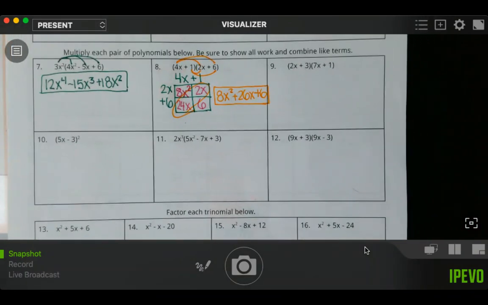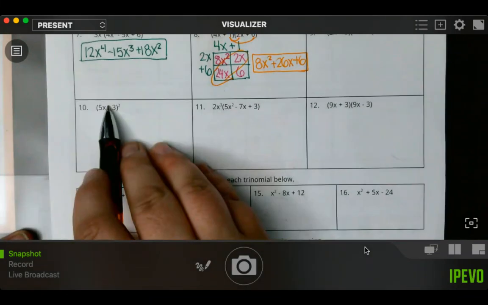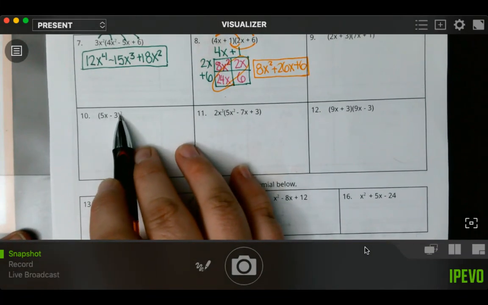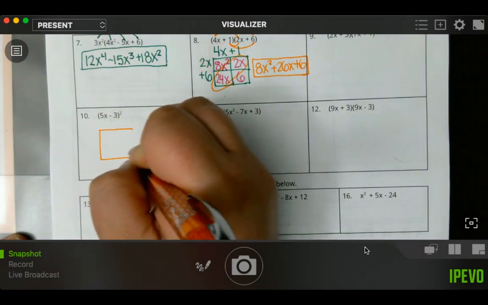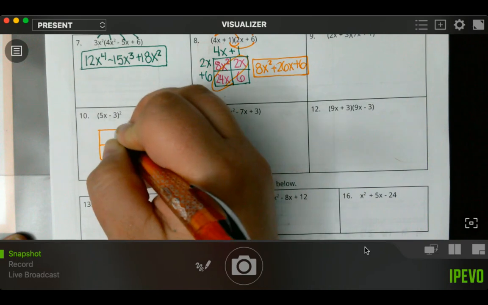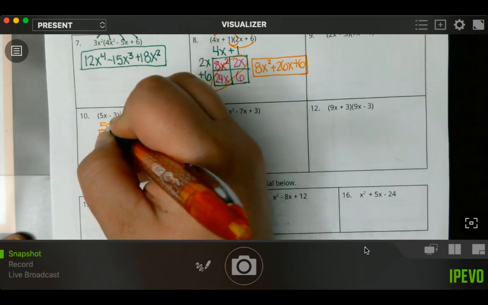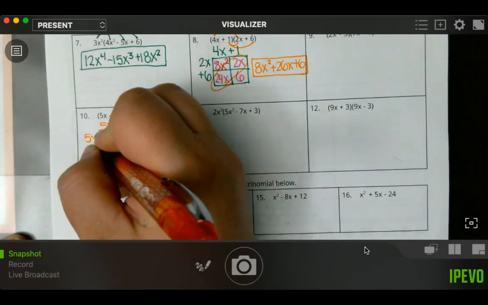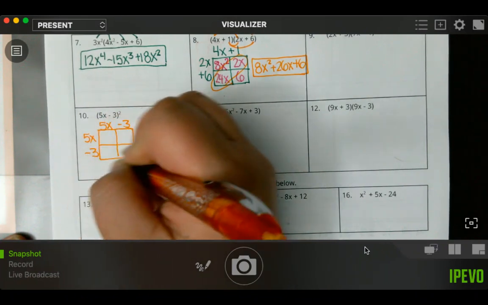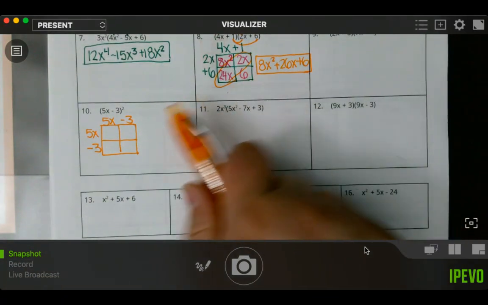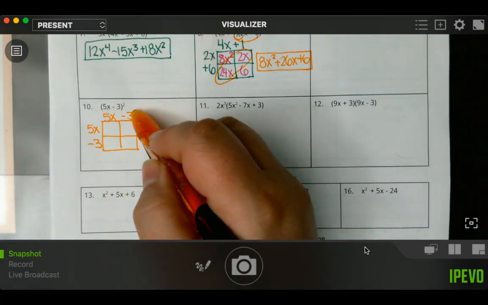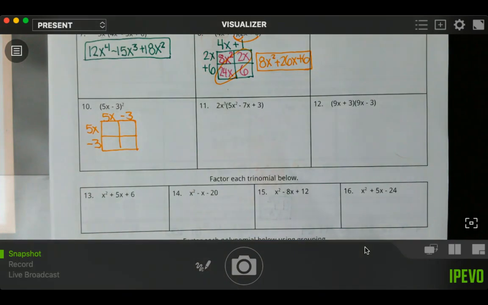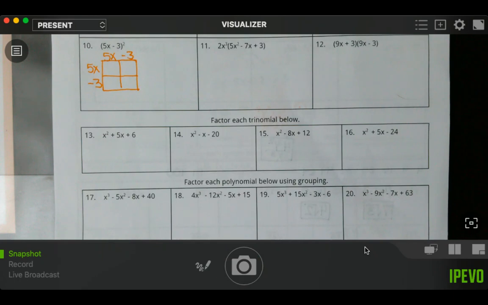Very nice. One last thing I want to talk about is this one right here. This does not mean we're actually going to square any of these. What it means is when we go to draw our box method, like on the last problem, they both are 5x minus 3. And then you solve it just like you did this one. This square just means you draw it like a square, where this side and this side are the same thing. Okay, I'm not actually going to solve that one all the way out. I'm going to move on to factoring.